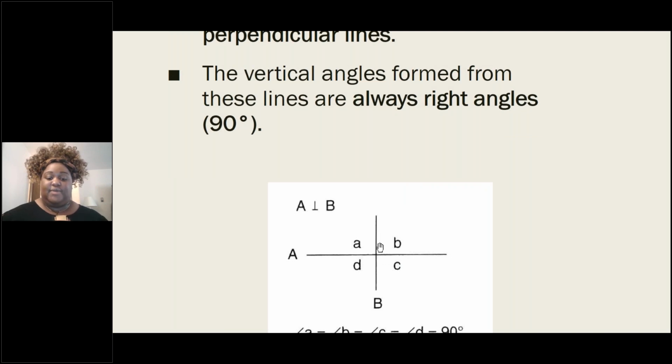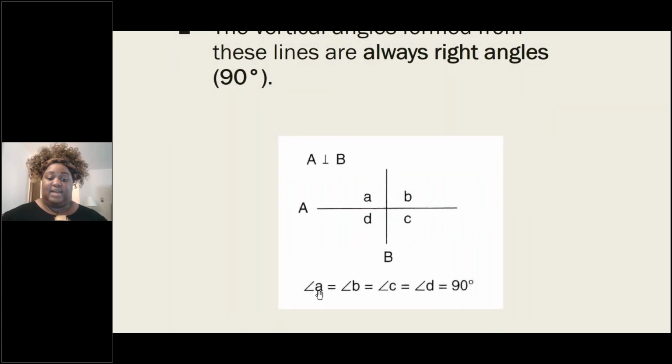Even though we don't see that little square right now, whenever they cross, almost like a cross or an X, it's going to be perpendicular. And this is the symbol that we use to show perpendicular lines. So this is telling me that line A is perpendicular to line B. That means the two lines cross and form right angles. And just looking at that, that means angle A is equal to angle B, which is equal to angle C, and equal to angle D. So they're all 90 degrees.